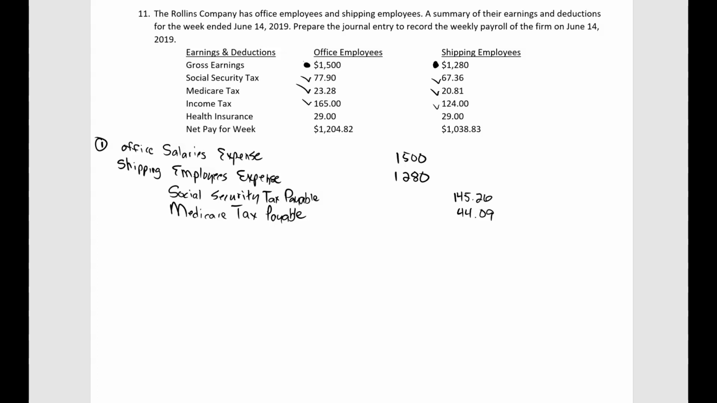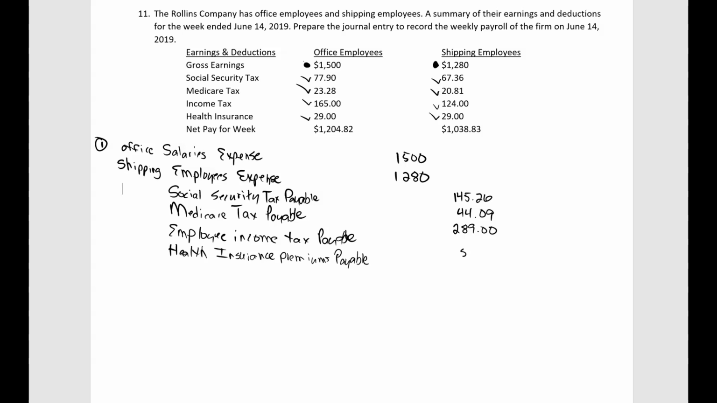Next is the income tax. Add the two together. Employee income tax payable, $289. Okay, and then health insurance, $29 each. Health insurance premiums payable is $58.